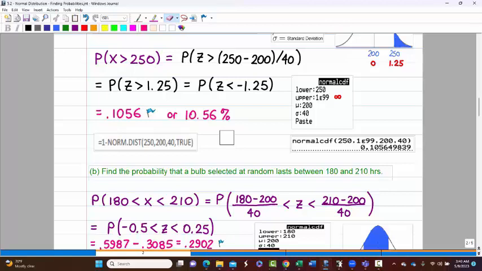I just rewrote this as a percentage. You might see one on a test where the answers are in percent form, but that's certainly not difficult to do. All you're doing is multiplying your decimal answer times 100. Okay.